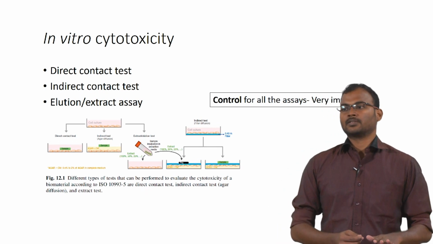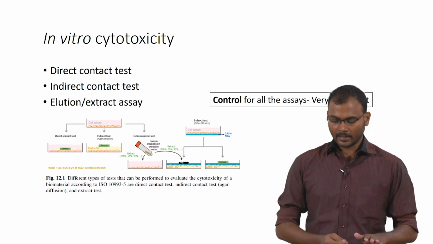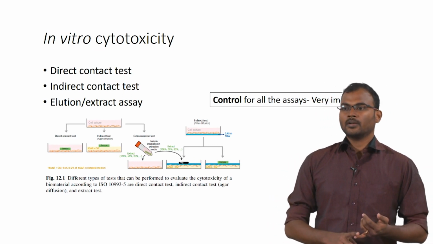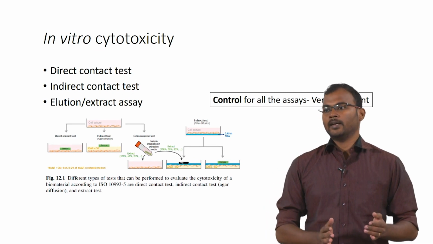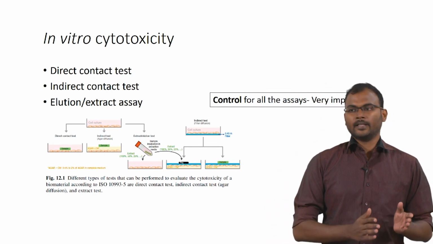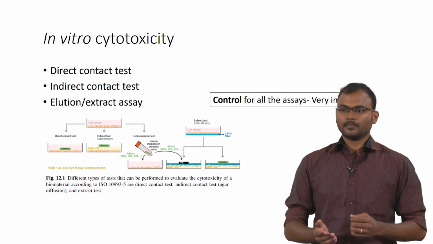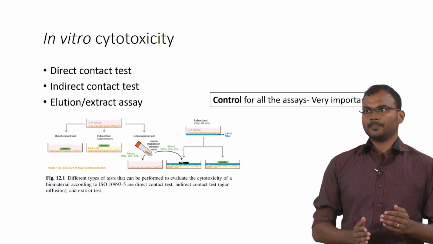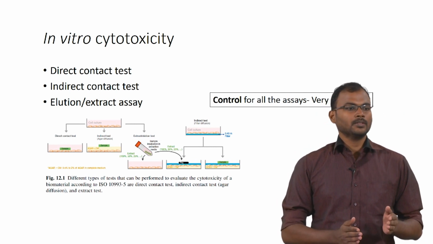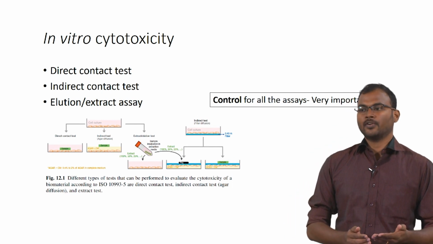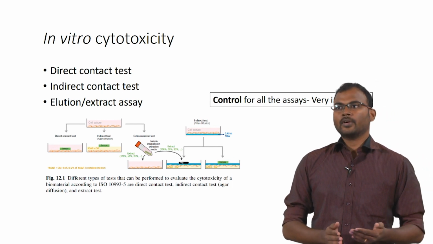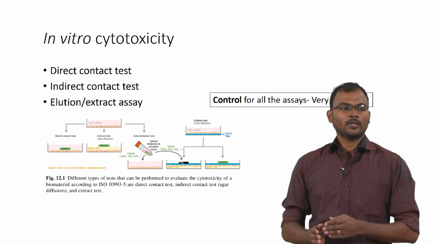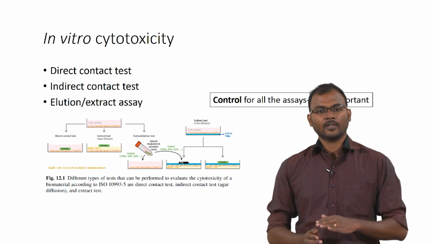So, for all the assays involving biological characterization, control is very important. You should have a positive control and a negative control. The negative control would be a standard material. If you are testing orthopedic implants, there would be a standard material, stainless steel, so you have to test that material for cytotoxicity. The negative control will not have any effect on the cells. There will be a positive control also, and the positive control will have a maximum killing effect on the cells.